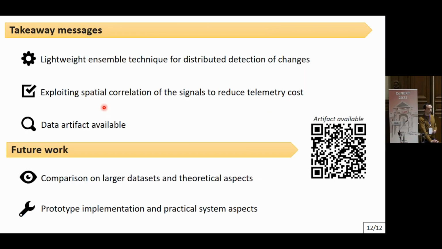So to conclude, we propose a lightweight ensemble technique for distributed detection of changes. We explored the spatial correlation of the signal to reduce the telemetry cost, and the data artifacts are freely available here, or you can find them in the article. As future work, we would like to compare on larger data sets. It was already difficult to get the data set, but it will be interesting to compare on larger ones and also more varied ones.